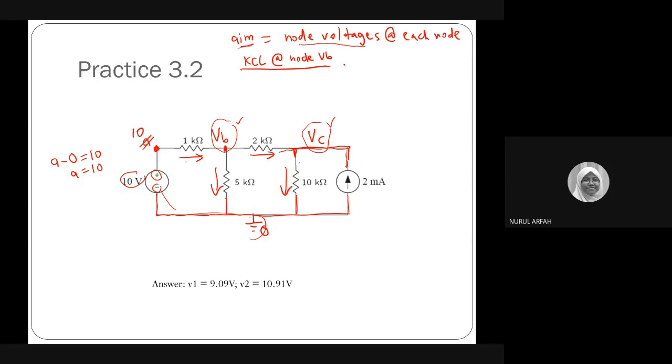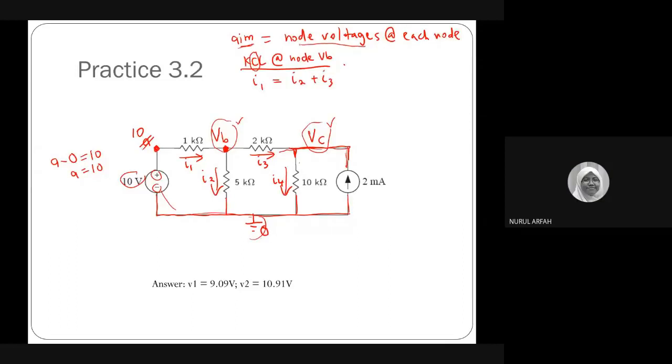If you want to label the currents, yes, you can: I1, I2, I3, and I4. Just put any random names. Because of that, I have I1. This is your interest, right? So I1, the summation of all current entering the node B, should be equal to the summation of all current leaving the node. So I1 equals I2 plus I3.